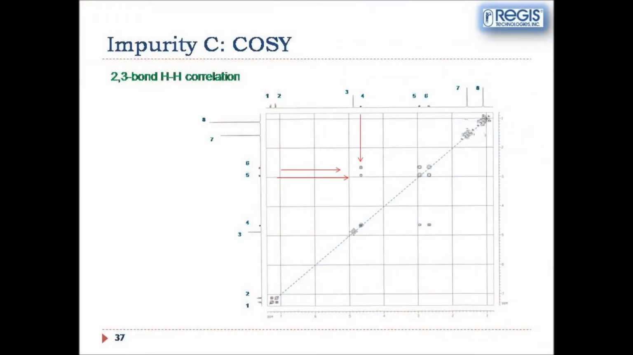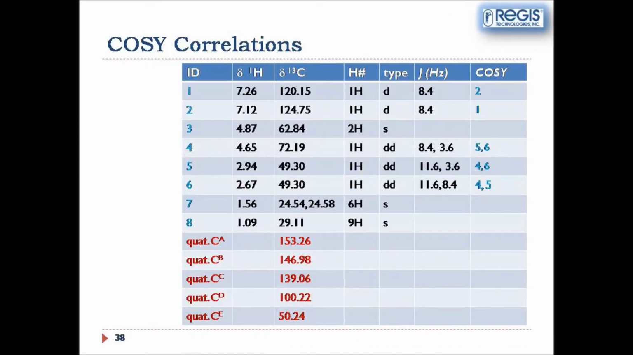From the COSY data, we find 2-3 bond HH correlation. We can clearly see how the atoms are connected, separated by 2 or 3 bonds. And in the particular column, we can write down that proton 1 is correlated to 2, 4 to 5 and 6, 5 and 6, they correlate to 4, 6, and 4 and 5 correspondingly.